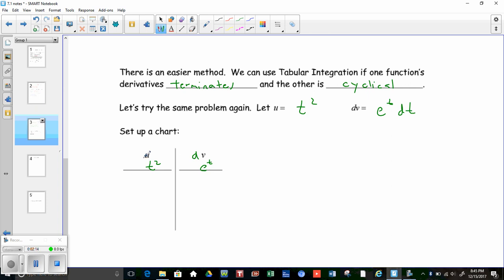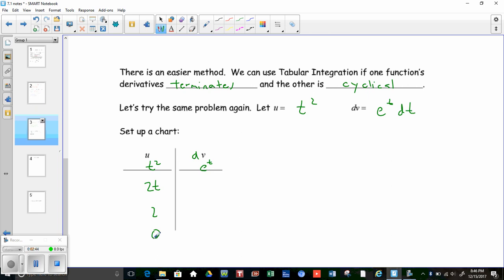And the idea is this side we're going to take derivatives until it terminates, and you'll see what I mean. This side we're going to keep taking antiderivatives until we get to the part where this one terminated. So we start with the left and take derivatives. The derivative of t squared is 2t. The derivative of 2t is 2. And the derivative of 2 is 0. Now every derivative from here on is going to be 0, because the derivative of 0 is 0. So this is what I mean by it terminates. It gets to 0, and then all the derivatives from there on are 0.